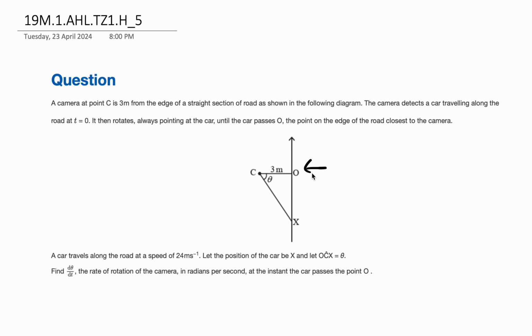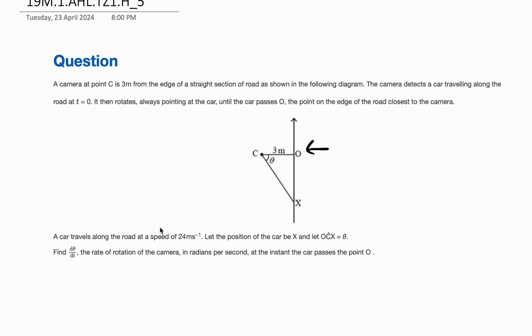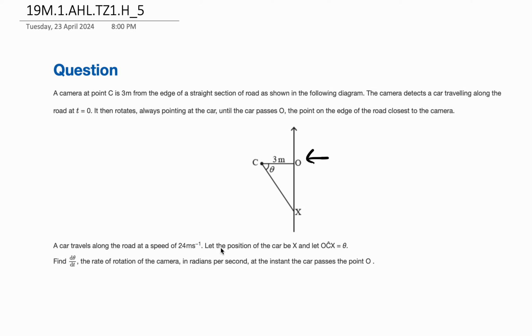Okay, a car travels along the road at a speed of 24 meters per second. Let the position of the car be x and let OCX, this angle, be theta. Find d theta by dt, that is the rate of rotation of the camera in radians per second at the instant the car passes the point O.